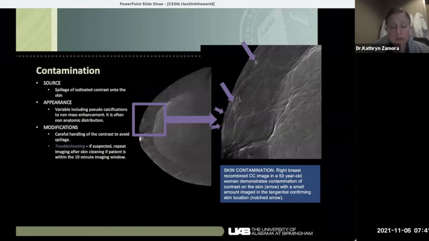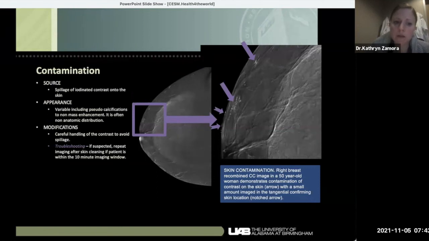Contamination. This is another artifact that you may run across when contrast spills out onto the skin or anywhere, and it is detected on the recombined images. You can see here, they can appear as these pseudo calcifications. On this image here, you can see some directly on the skin. Sometimes it's in a non-anatomic distribution, so you know what it is, but occasionally it can be a little tricky to figure out. So it's important to be aware of this artifact.